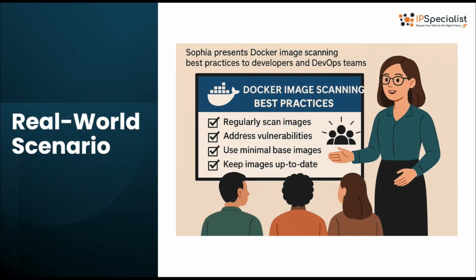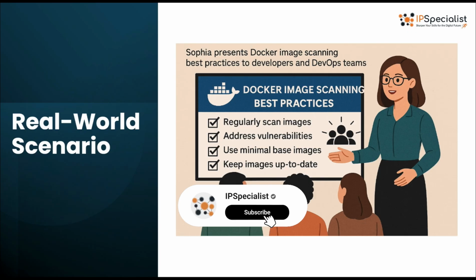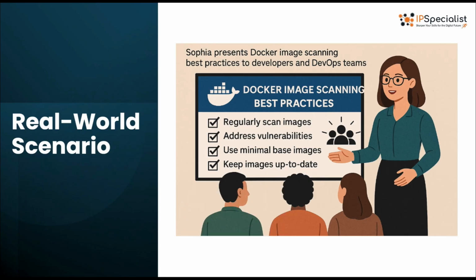Now, let's look at a real world scenario. Sophia, a certified ethical hacker at SoftTech Corporation in Toronto, has been tasked with evaluating the security of the company's containerized applications. Since Docker is central to their deployment pipeline, leadership is concerned about hidden vulnerabilities in base images. To address this, Sophia will demonstrate a vulnerability assessment using Trivy, scanning both secure and outdated images to identify CVEs, misconfigurations, and severity levels. This session aims to raise awareness among developers and their DevOps teams about the importance of image scanning and the best practices for securing containerized environments.